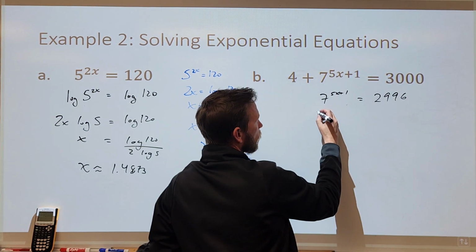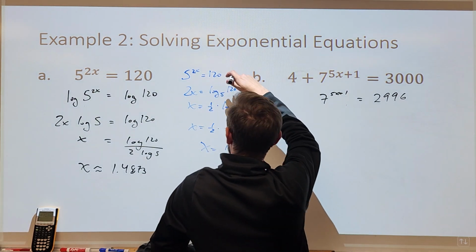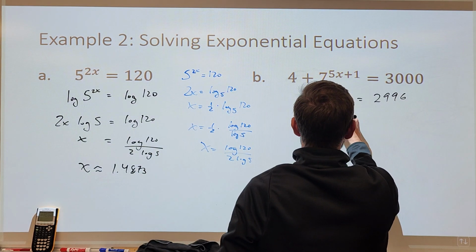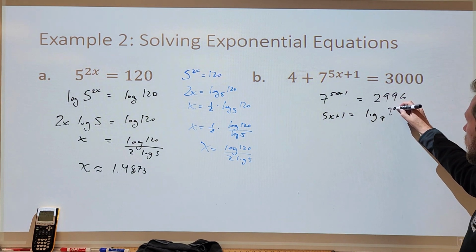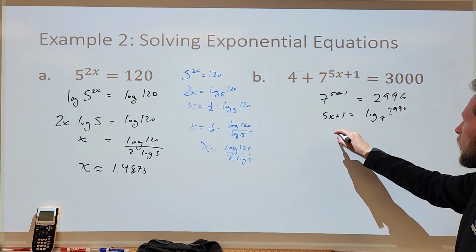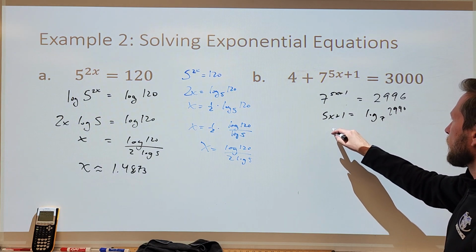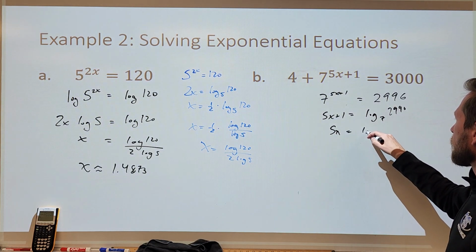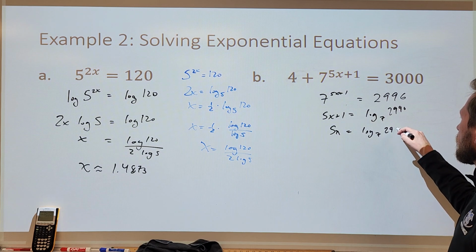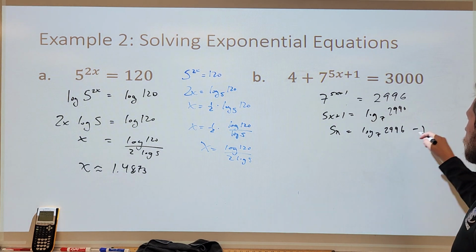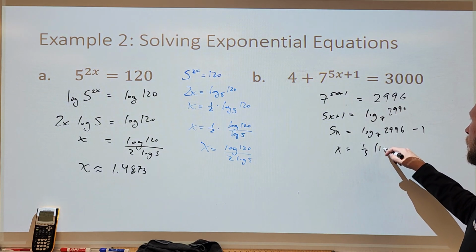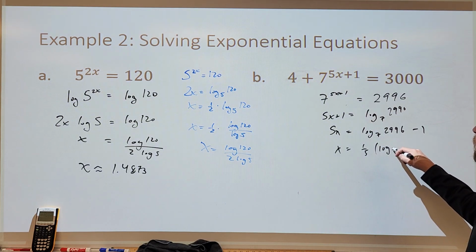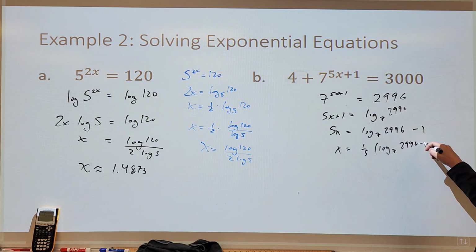And then we are going to do this form right here. We're going to write the exponent is equal to the log of the base of our power of this value, which means that we have 5x is equal to this thing minus 1, and x will equal 1/5 times log base 7 of 2996 minus 1.